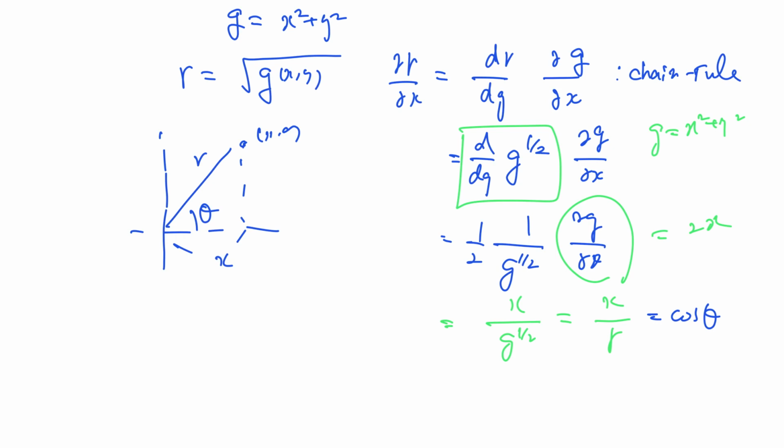How about partial r over partial y? This is y. Likewise, partial r over partial y is y over r, which is sine theta.